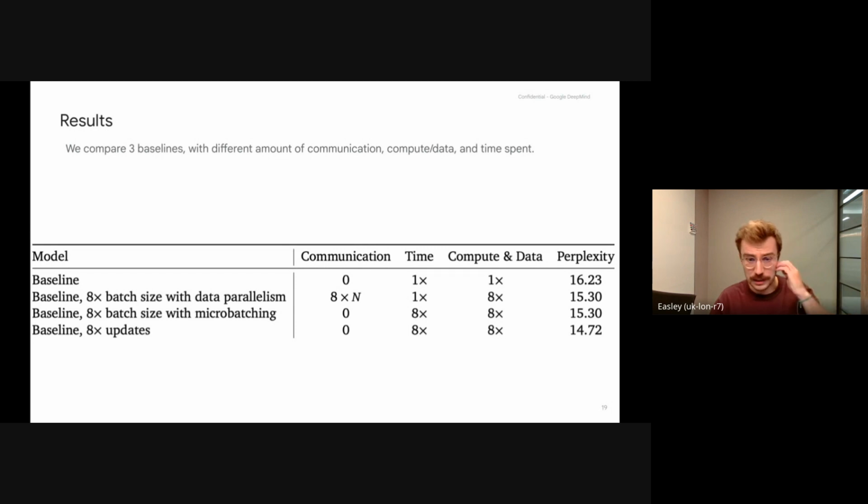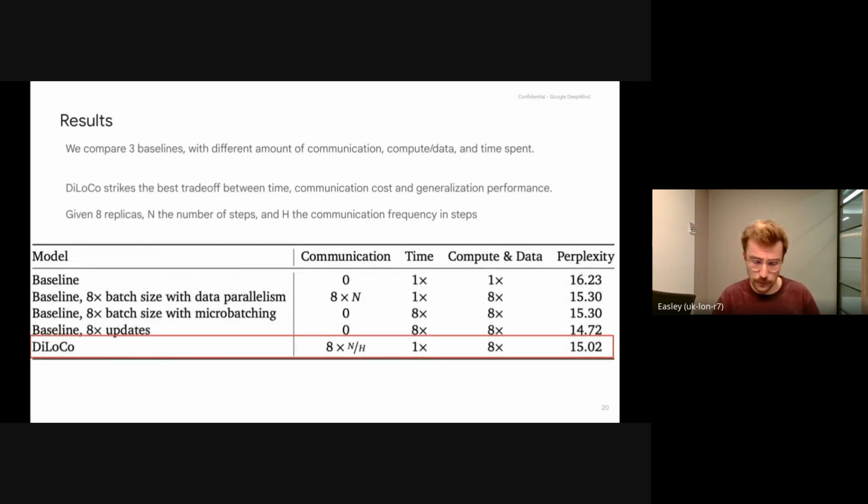So with a single device, we are 8 times slower because we update and apply the gradient 8 times. We also use 8 times data. We reach better performance, but at the cost of being 8 times slower, which is also not very favorable for us. And then comes our DiLoCo.